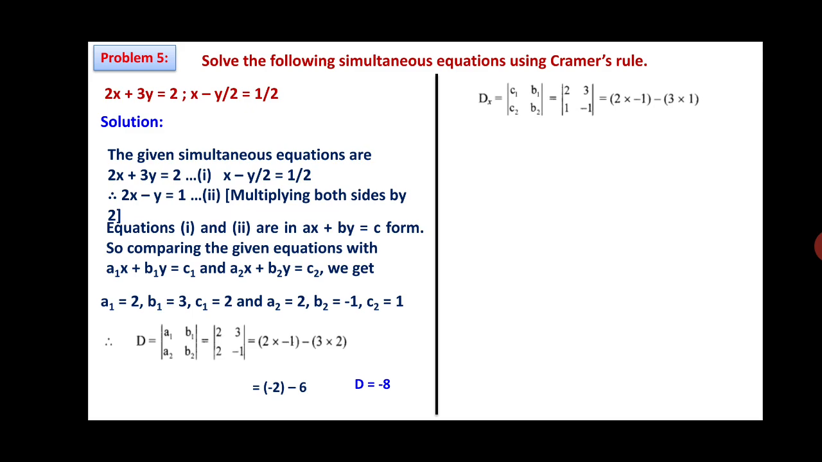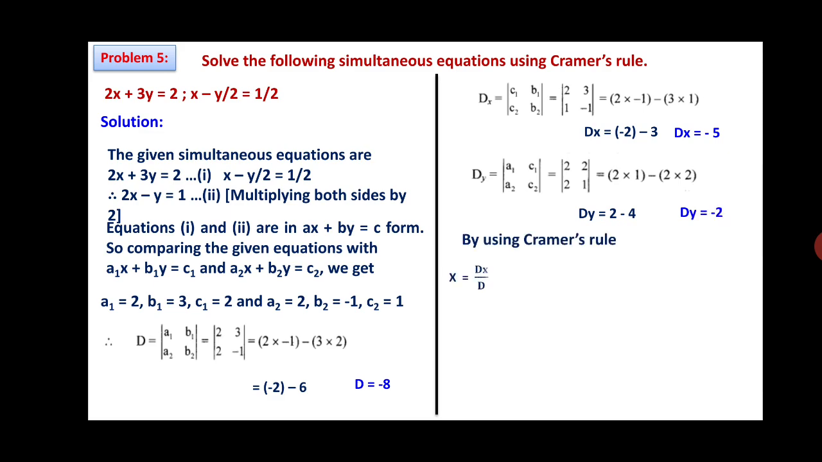Friends, now we'll find out Dx, which will be equal to c1 c2, b1 b2, which will be 2, 1, 3, minus 1, which is equal to 2 into minus 1 minus 3 into 1. Therefore Dx is equal to minus 2 minus 3, that will be minus 5. Friends, now we'll calculate Dy, which will be equal to a1 a2 and c1 c2, which will be 2, 2 and 2, 1. So 2 into 1 minus 2 into 2, so 2 ones are 2 minus 4, which will be Dy is equal to minus 2.